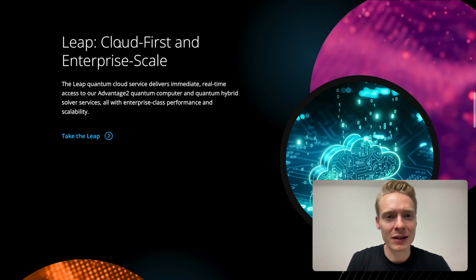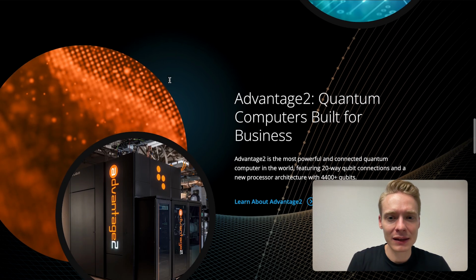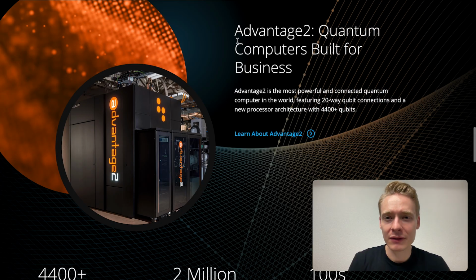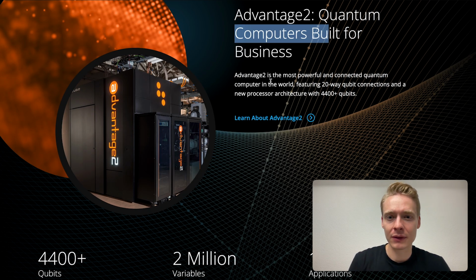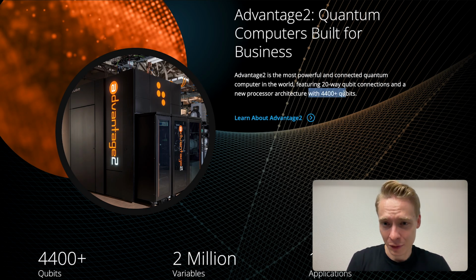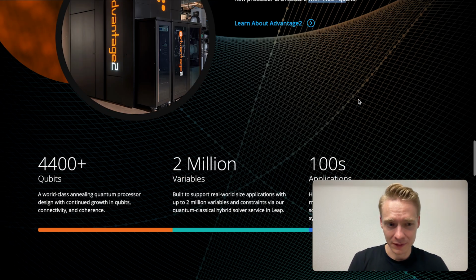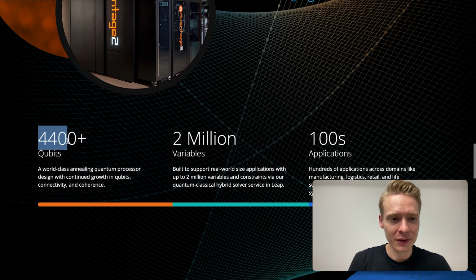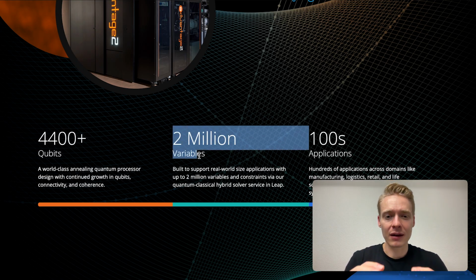Then again, we have the Leap Cloud First and Enterprise Scale here. And the Advantage2, quantum computers built for businesses. So the Advantage2 is the most powerful and connected quantum computer in the world, featuring 20-way qubit connections and a new processor architecture with 4,400 plus qubits. So you have these 4,400 plus qubits. You have 2 million variables.